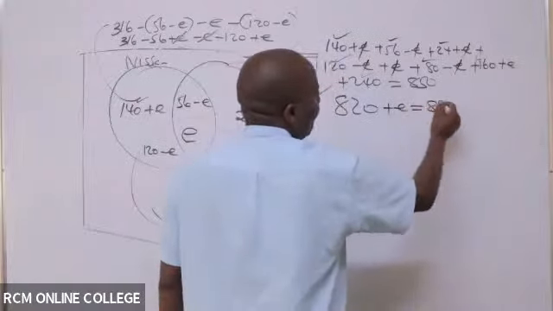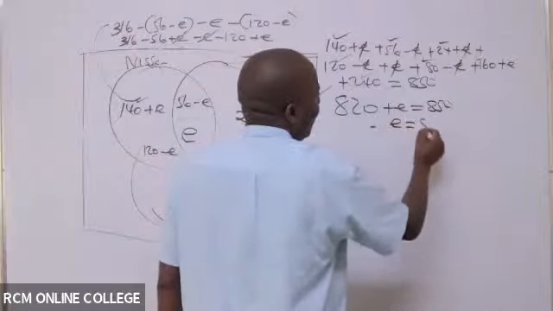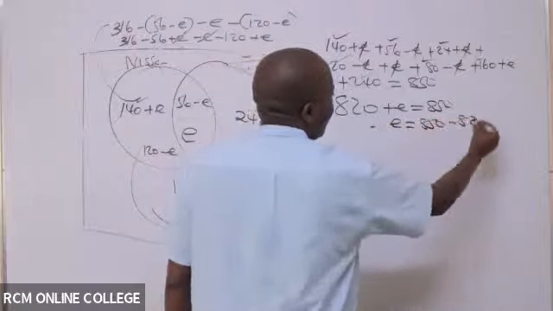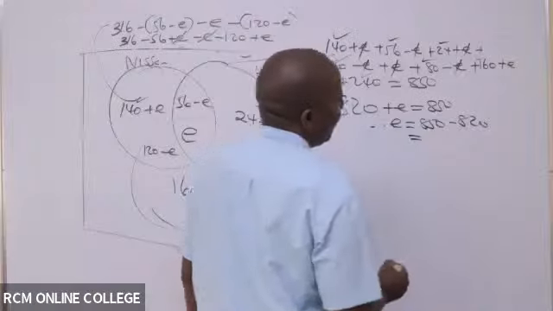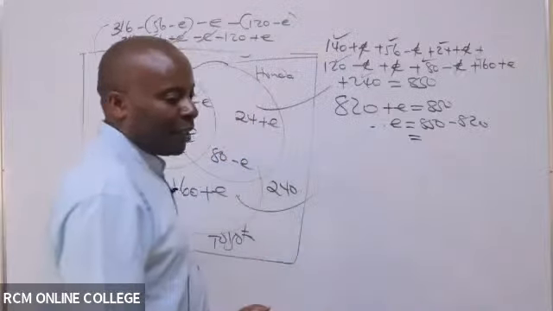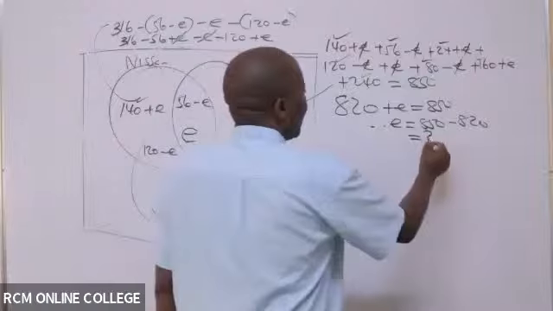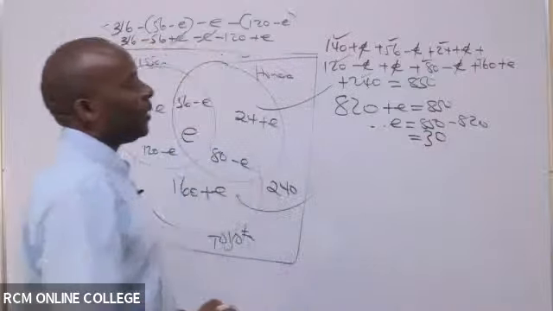Equals 850. Therefore, E is 850 minus 820, which will give me what figure? E is 30.